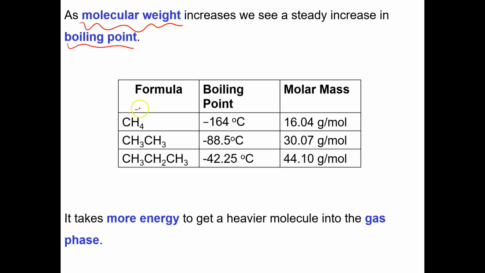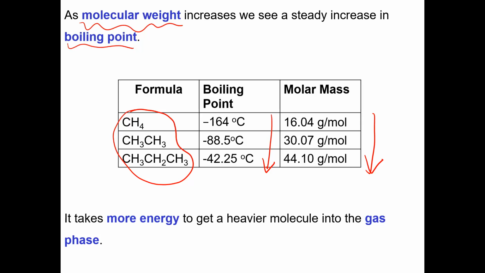And here's a series of what we call hydrocarbons. These are compounds that are composed only of carbon and hydrogen. They only contain carbon to hydrogen bonds and carbon to carbon bonds. And what we see here is as the molecular weight goes up, so does the boiling point. So that's a pretty typical result.